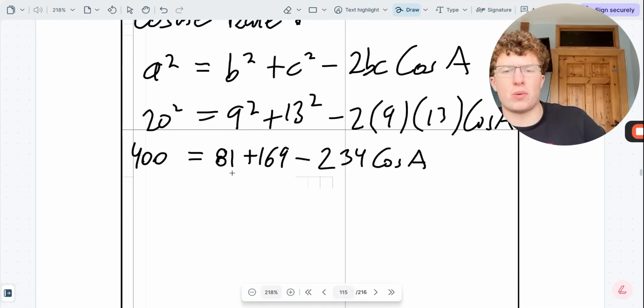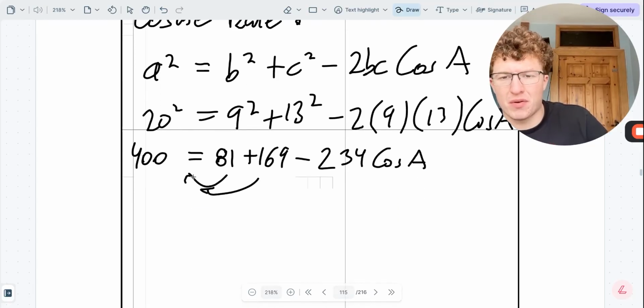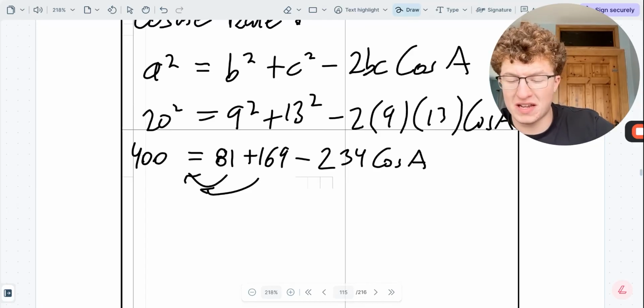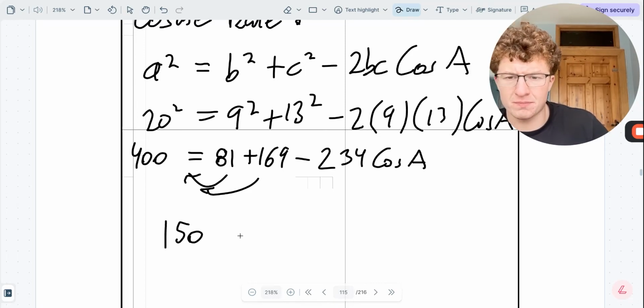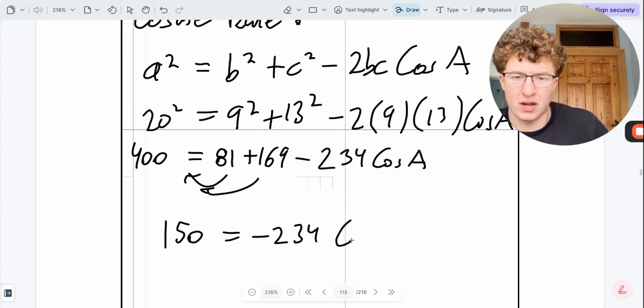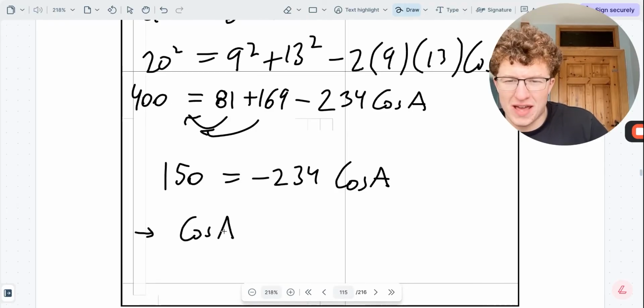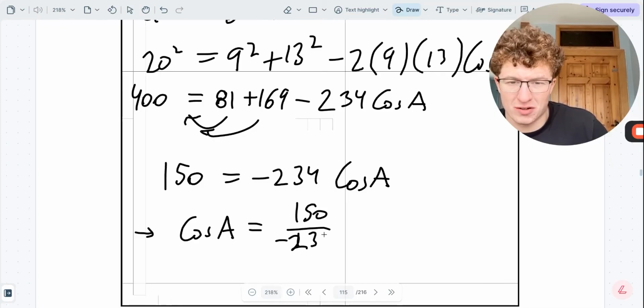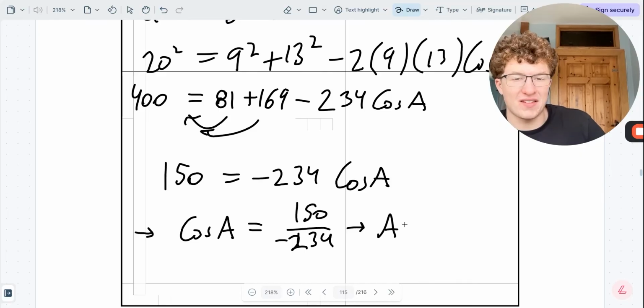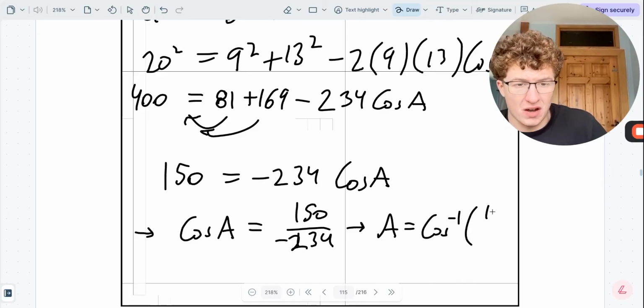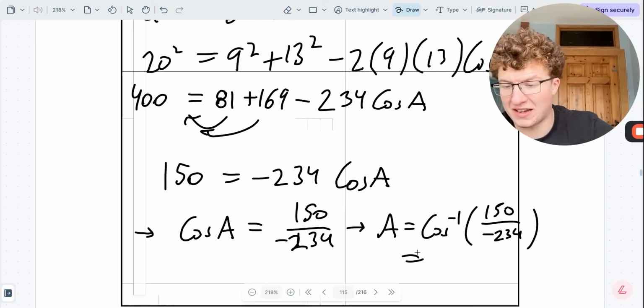That's what we have. What will we do? Bring these guys over here first of all. Bring them over to the left. So we'll have 400 minus 81 minus 169. That's going to give us 150 is equal to minus 234 cosine of A. That means that the cosine of A is going to be 150 divided by minus 234. And that'll mean that A is equal to the inverse cosine of 150 over minus 234. Like that. Then just fill it into your calculator.